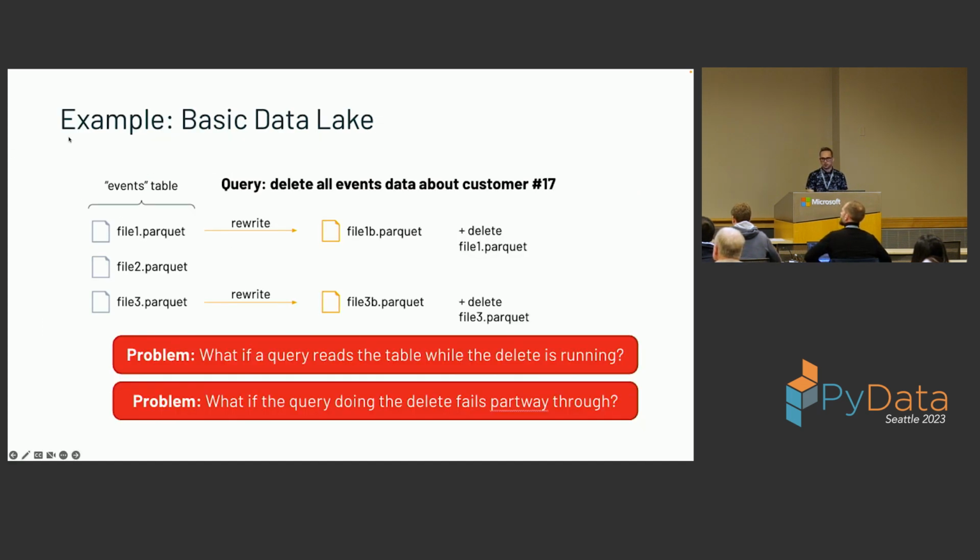So here's an example of how a basic data lake would work with a rewrite operation. So we have some events table, and it's stored in Parquet files. And we want to rewrite 1 to be 1B and 3 to be 3B, and we'll delete the previous versions. That way, if a client comes along, it won't accidentally access the wrong version of the file.